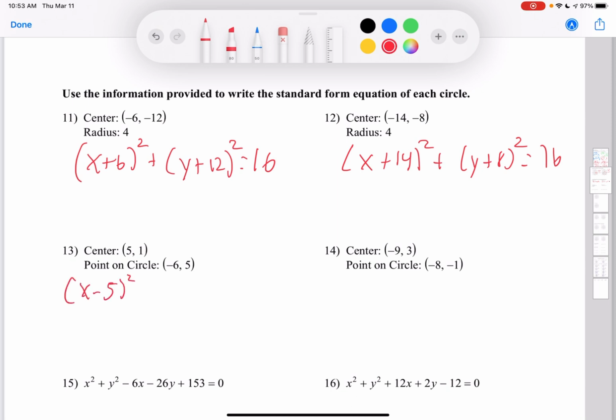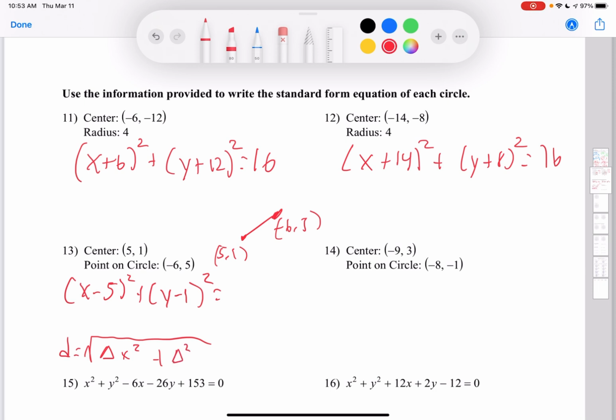And this one, we got the center, so we can do the first part of it. So it's x minus 5 squared plus y minus 1 squared. But now we don't know the radius. So we've got the center here, and we've got a point on the circle. So we've got 5, 1, obviously not drawn to scale, and negative 6, 5. So we have to find the distance between those two, which is the change in x squared plus the change in y squared. My x value is going from 5 to negative 6, so that's 11 squared. My y value is going from 1 to 5, so that's 4 squared. So we're looking at 121 plus 16, which is 137. So that's the square root of 137. That's my radius, but then you have to square it. So it's just going to be 137.